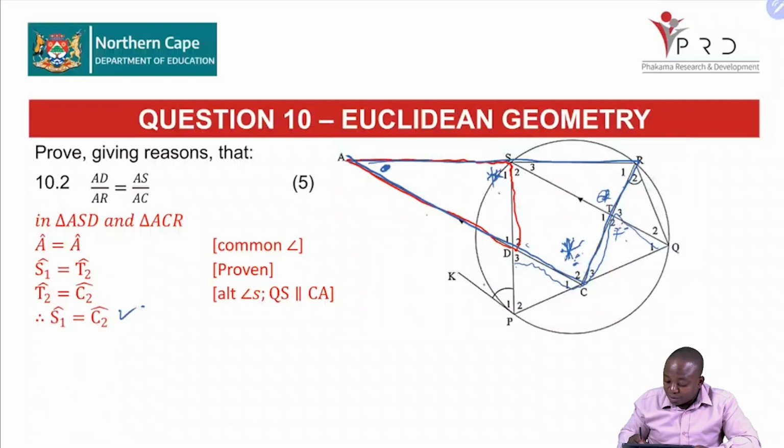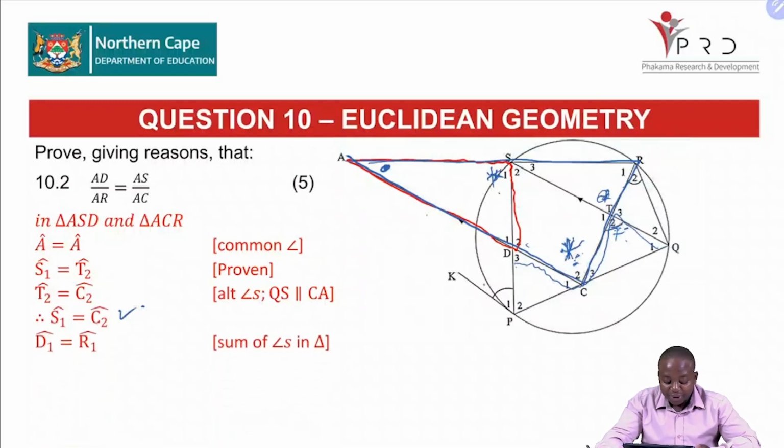They are all equal to what? To C2, using alternate angles. T2, I want to say. Then D1 is now therefore equal to R1.